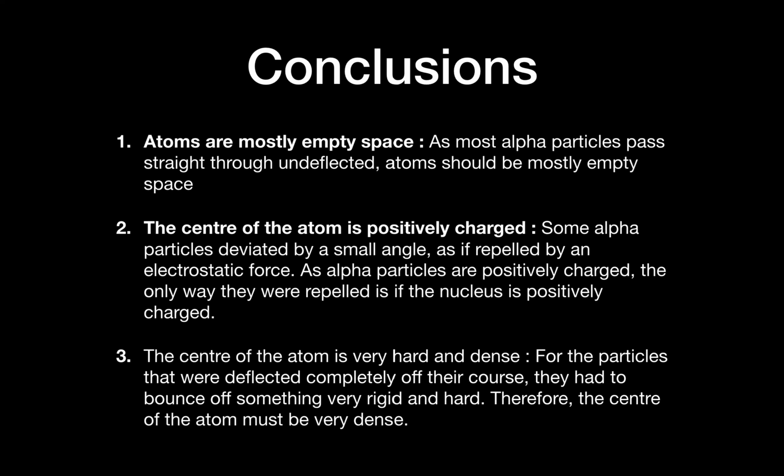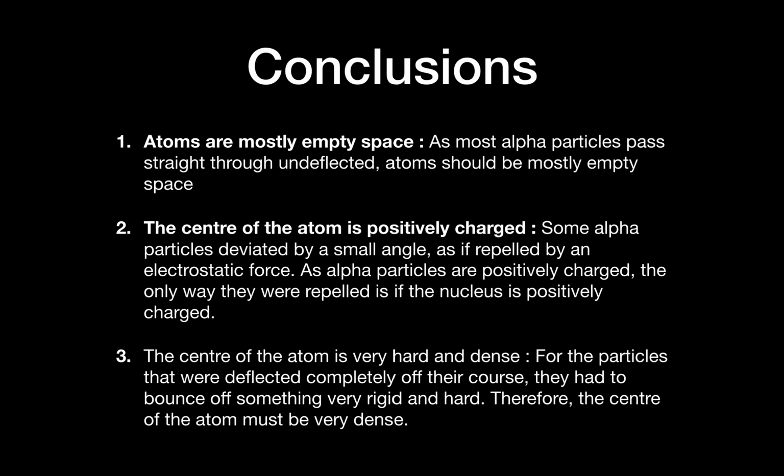What are the conclusions we can draw? So, by the first observation, where most of the alpha particles pass straight through, we can draw the conclusion that atoms are mostly empty space. The only way the alpha particles passed straight through was because they had nothing that came in their way. Passing straight through meant there was no obstruction, and therefore atoms had to be mostly empty space for alpha particles to pass through completely unaffected.